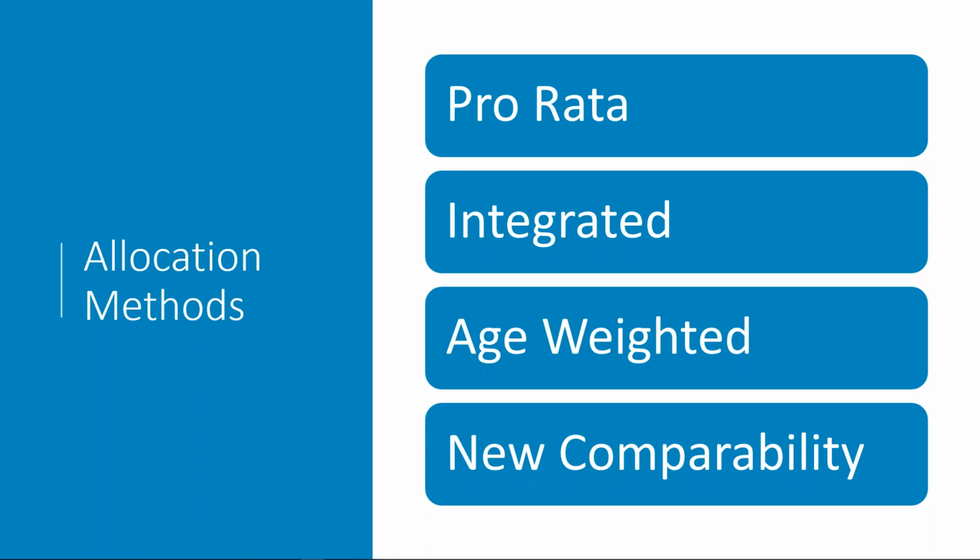Remember, the profit sharing plan is a separate plan, but we use the term safe harbor, meaning that if you use one of these first three allocation methods, there's no additional testing required for that.